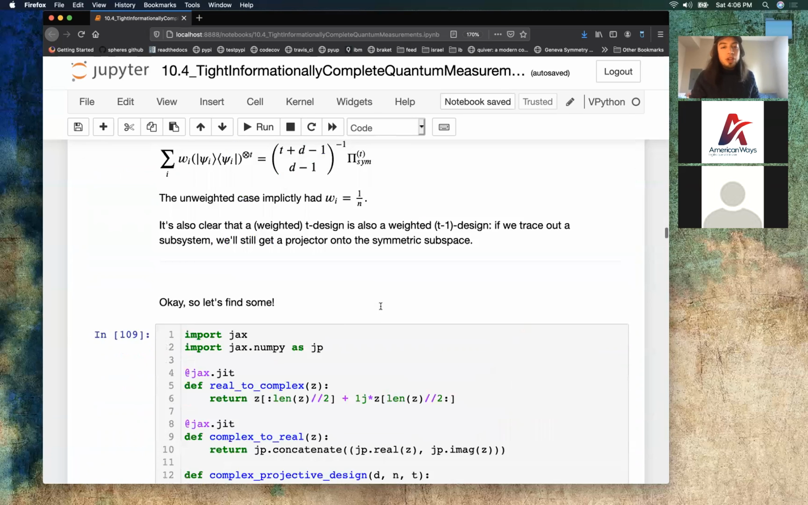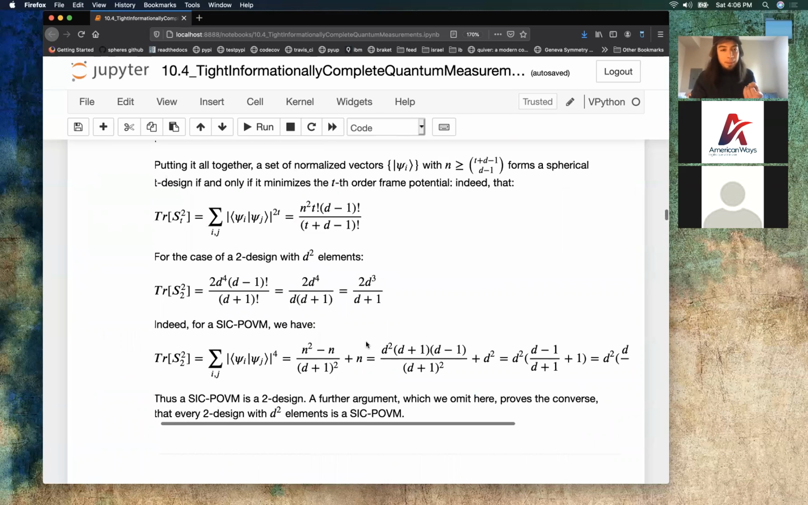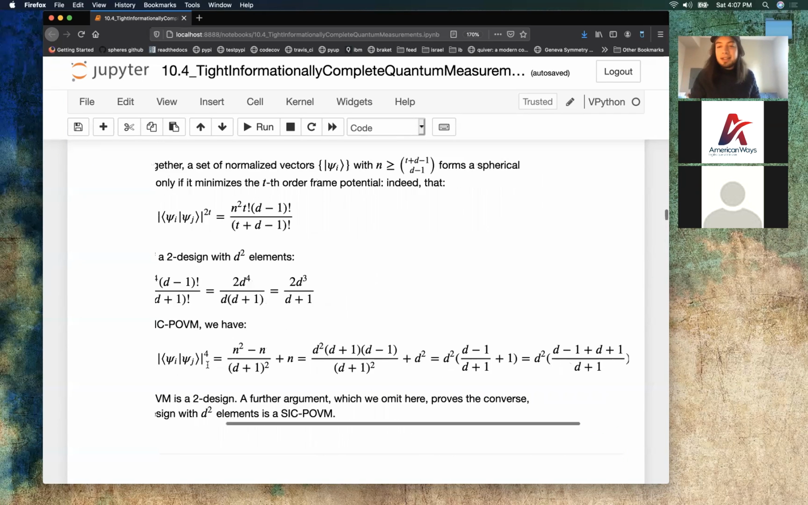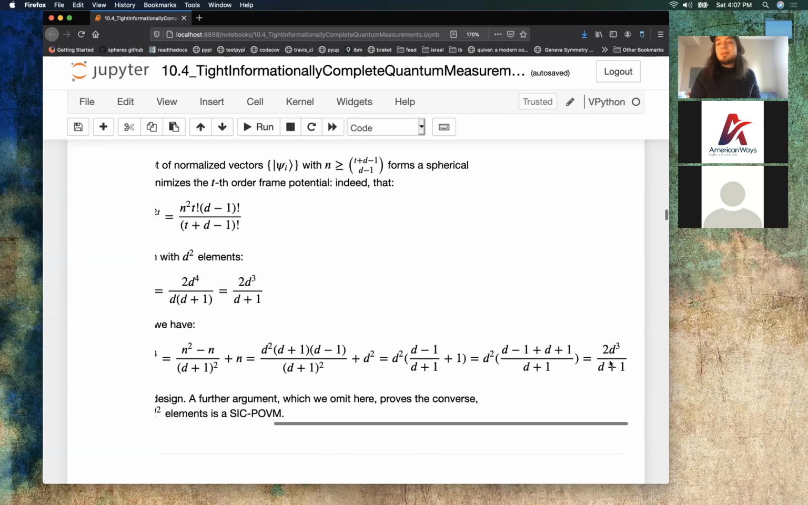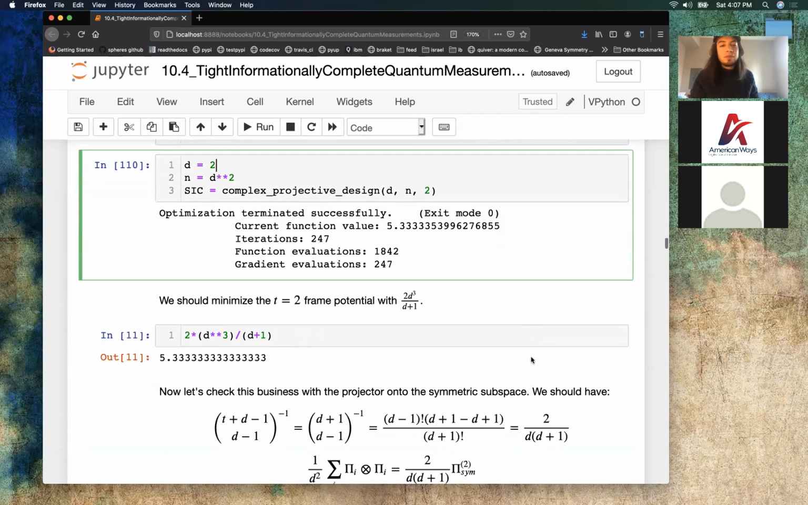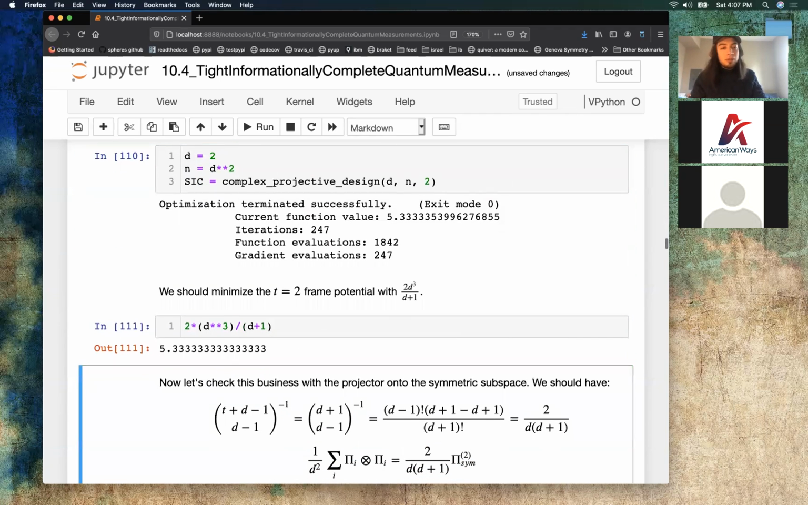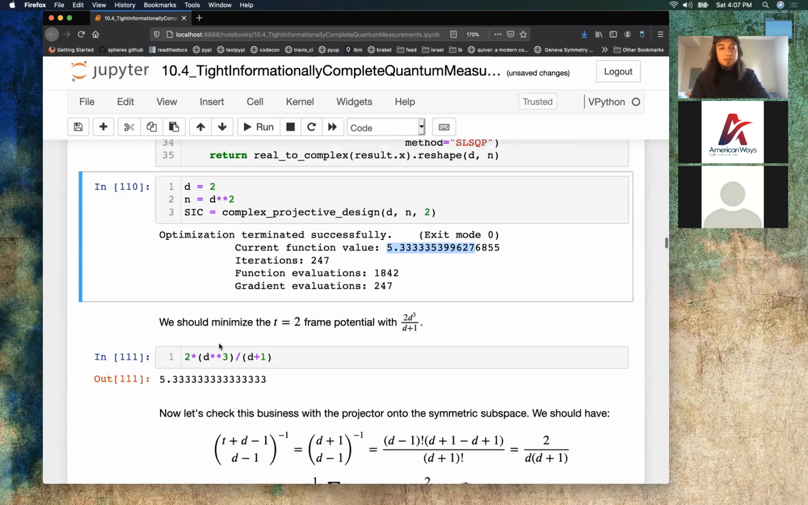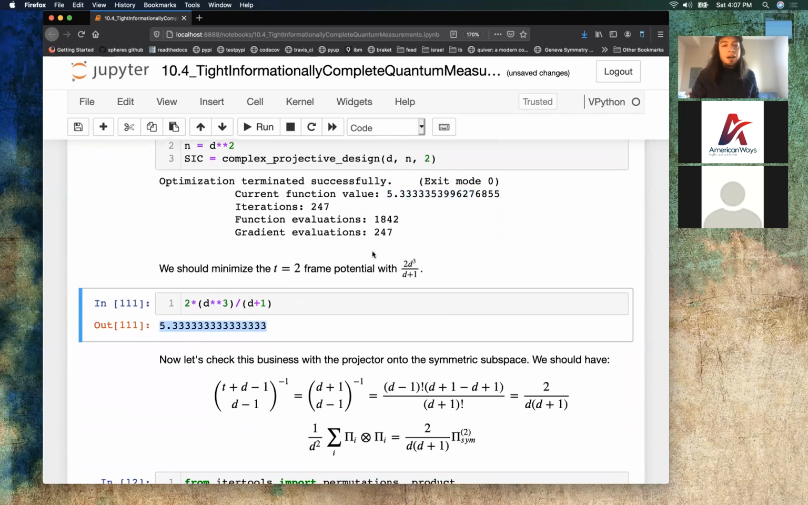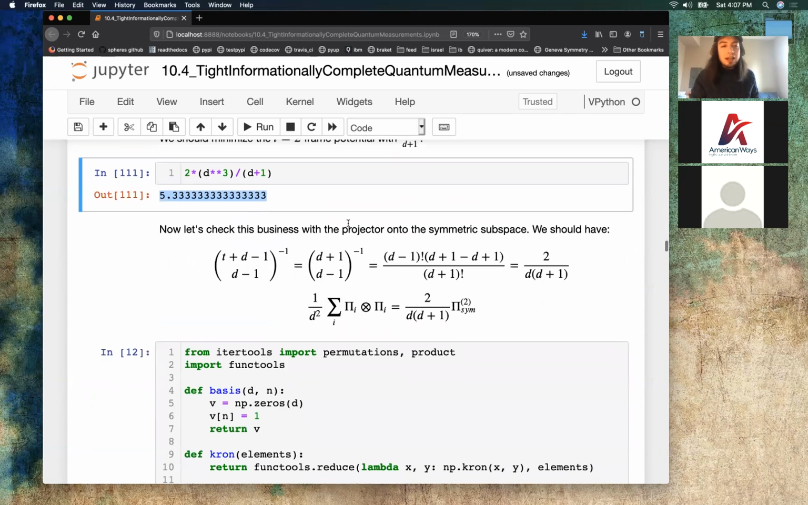So we showed up here, if you recall, that the second order frame potential for a SIC has to be 2 times d cubed over d plus 1, and that's the minimum value. And so we can see that we got pretty darn close: 5.33333, whatever. And now let's check.